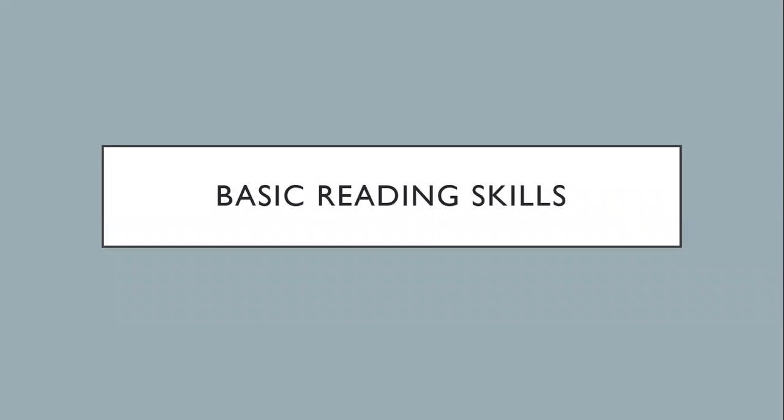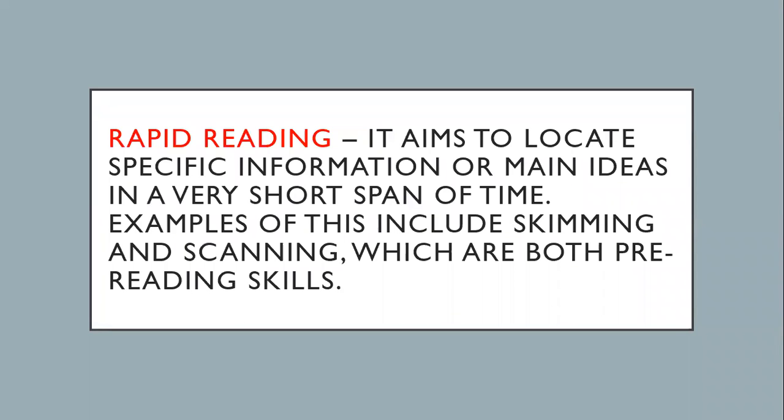Okay, basic reading skills. First is the rapid reading. It aims to locate specific information or main ideas in a very short span of time. Examples of these include skimming and scanning, which are both rapid reading skills. Okay, in rapid reading, you're just aiming to locate what are the specific details that you want to look at in the text. So you may employ scanning or skimming, or whichever is convenient to you. So rapid reading, you just have to select the information that you need out of the text.